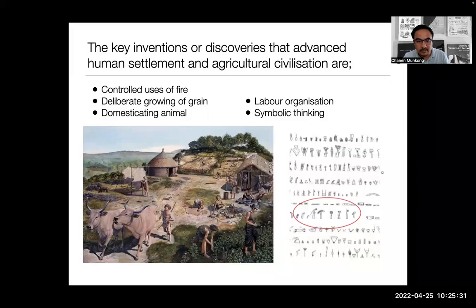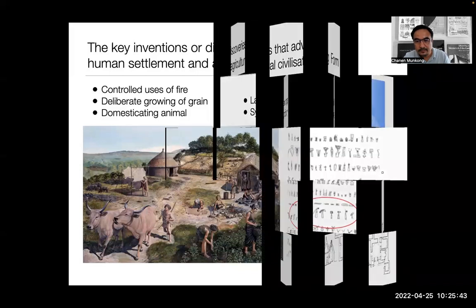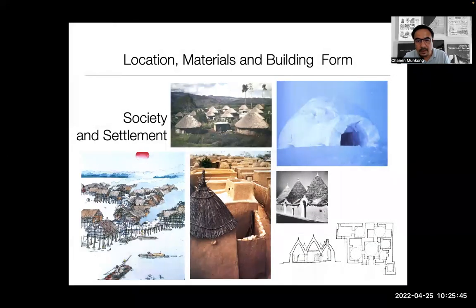Because you need this for animals to live. You need to store the grains. You need to keep the building warm with the fire. So you need a chimney, for example, right? And with the technology, you learn to manipulate the materials in each area of the world.